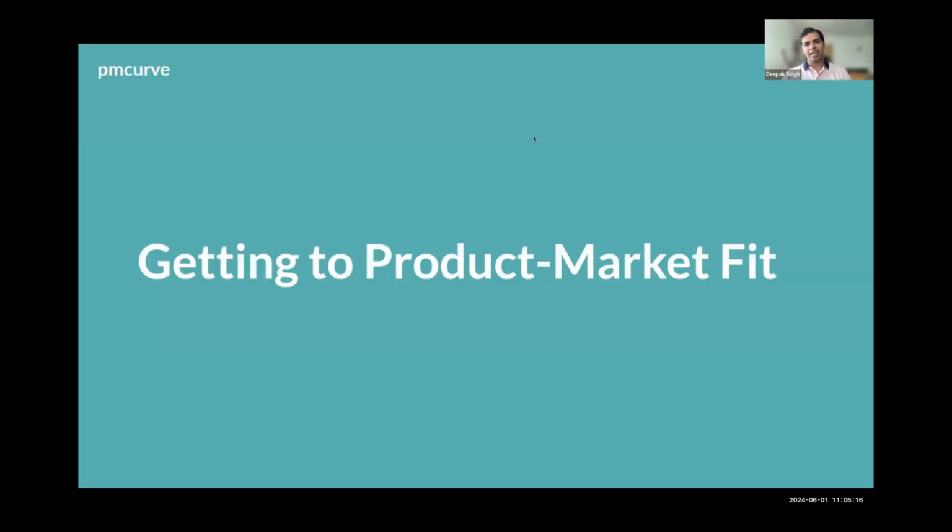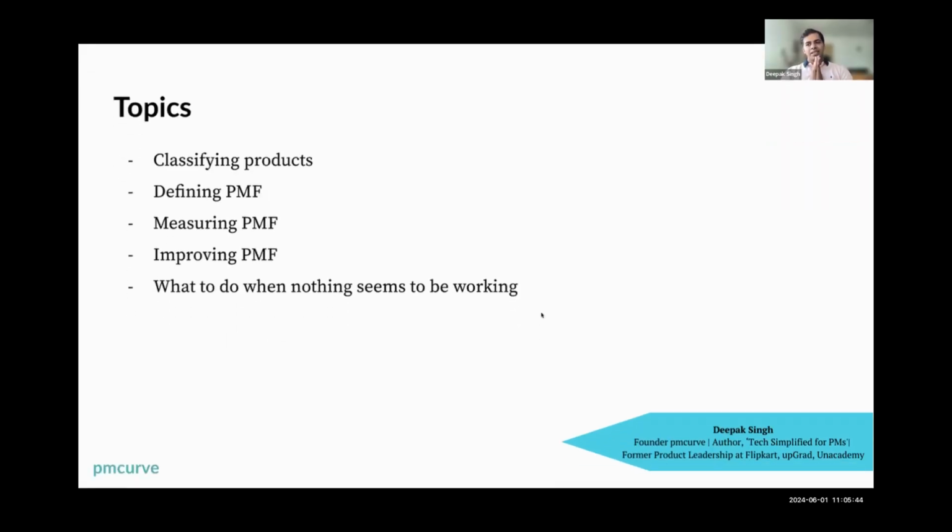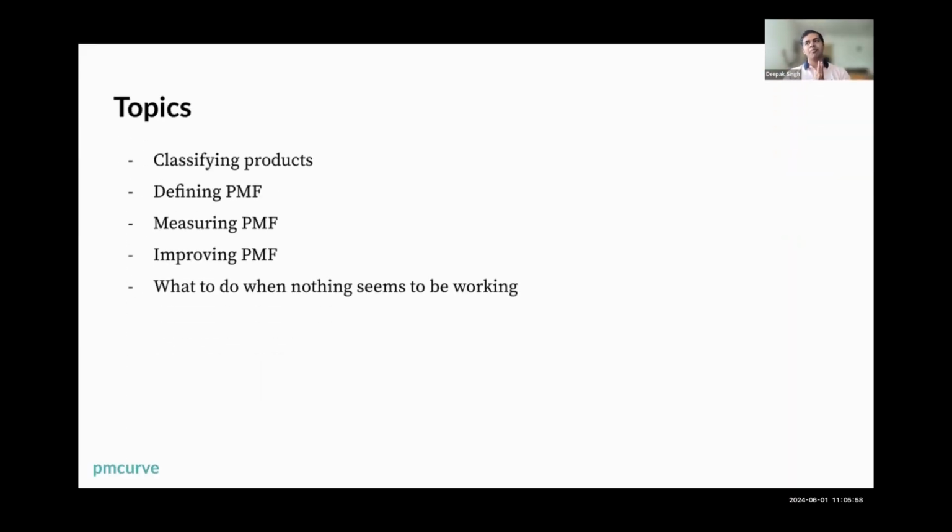So very quickly, I'll set the agenda of the session. First, we would talk about classifying products. Now classification happens in multiple ways when it comes to product, depending on the stage and state of the product. But we will talk about the classification that's more relevant to the product market fit discussion. The second would be defining the PMF. The third will be measuring the PMF, and the fourth will be improving the PMF.